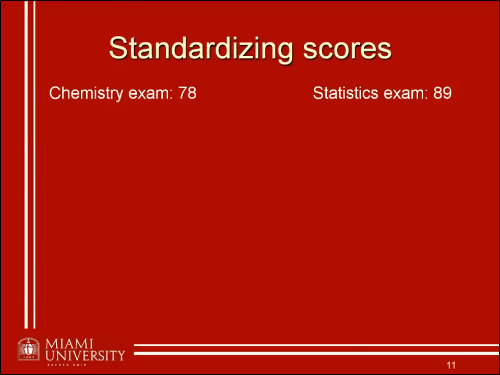Well, the way we can look at that is to look at the distribution of scores for each of those two exams and see whether, again, relatively, your score of 78 on that chem exam is indeed just as good as the 89 on the stats exam. And we're going to standardize these two sets of scores, these two exams, in order to do so.